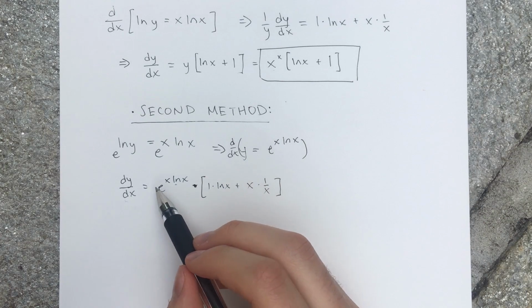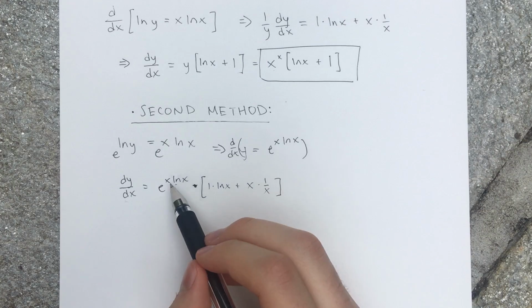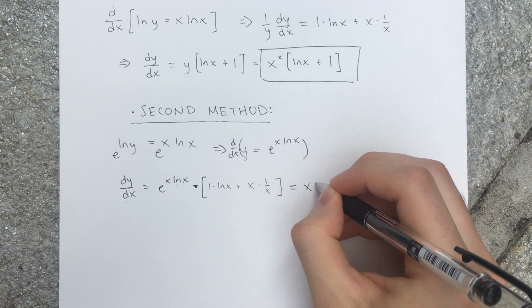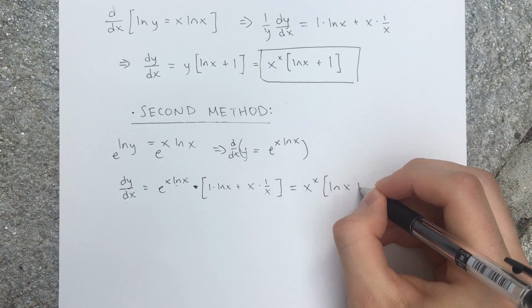And as we rewrote earlier, e to the x ln x, that's the same thing as y, and y is the same thing as x to the x. So we can just write this as x to the x times ln x plus 1.